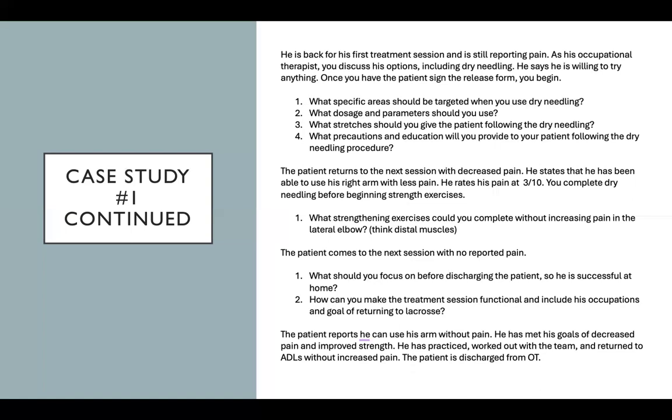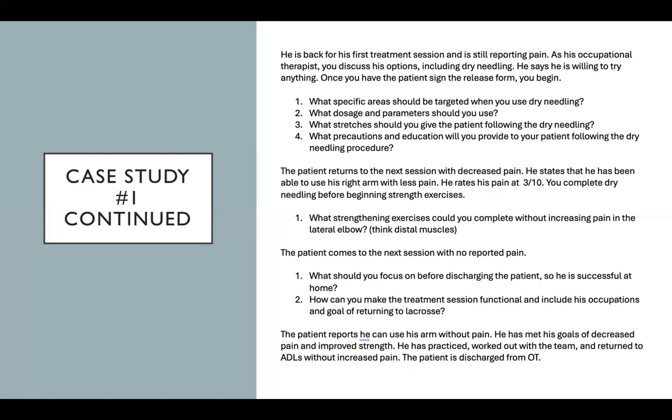You could possibly do endurance exercises of the shoulder to ensure that their proximal muscles are staying strong, as well as possible posture improvements, especially since she's carrying a tray. She may have some scapular winging, and you may want to strengthen the rotator cuffs to help with posture. Patient comes to the next session with no reported pain. What should her focus be before discharging the patient so she is successful at home?